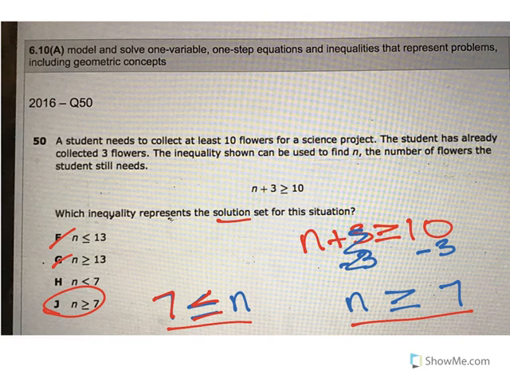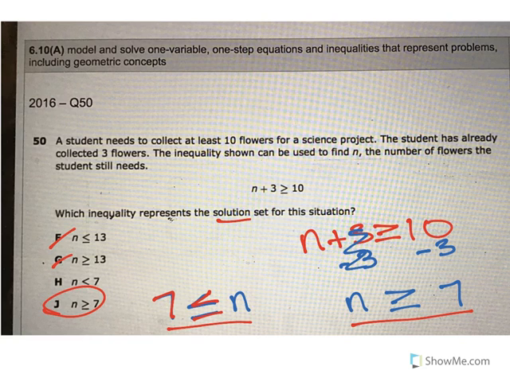So, let's go back to the original problem. You need to collect at least 10. And when you see at least, that means it could be 10 or it could be a million. Obviously, you probably wouldn't collect a million flowers. That would be a lot and take a long time. But you need to collect at least 10.